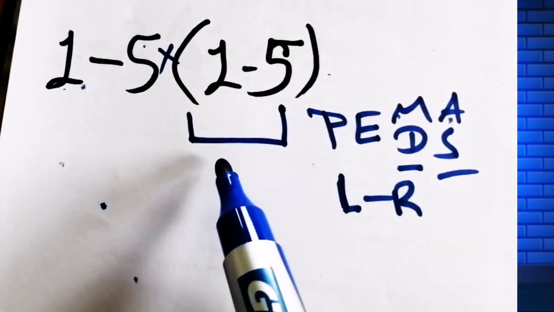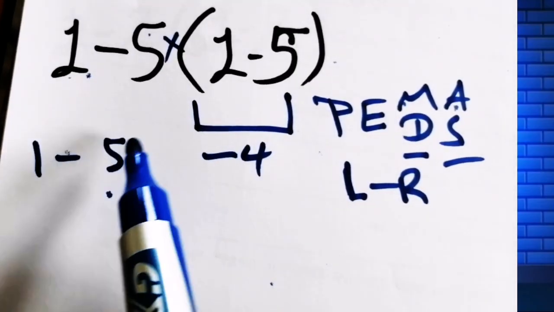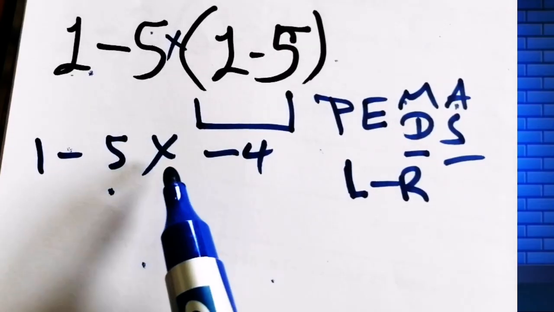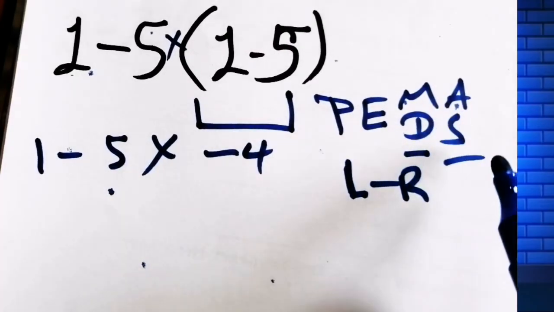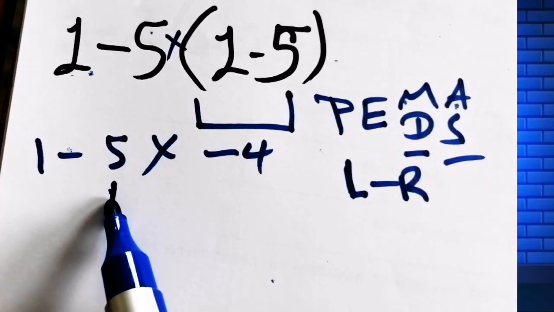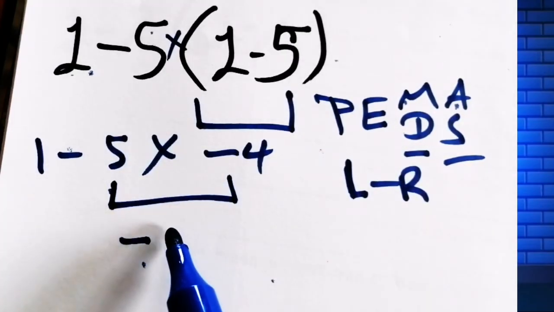1 minus 5, which gives us negative 4, and 1 minus 5 times negative 4. Here there is subtraction and multiplication. Therefore, multiplication has higher priority than subtraction according to PEMDAS. Therefore, we need to multiply this number first. 5 times negative 4, which is negative 20.